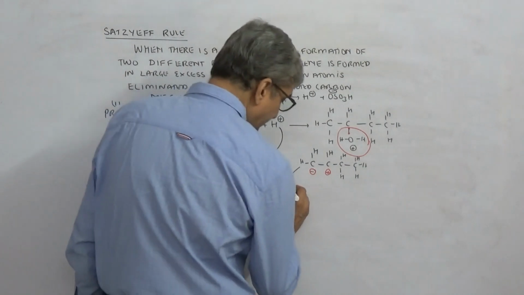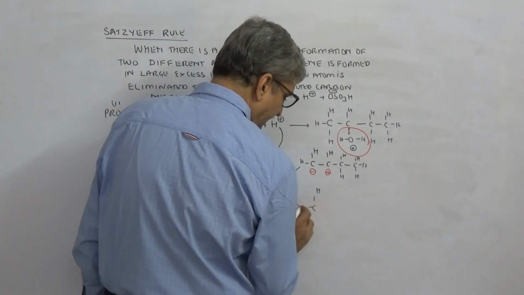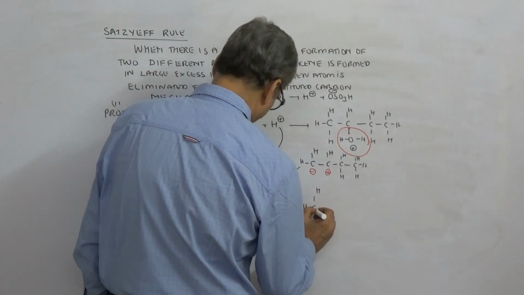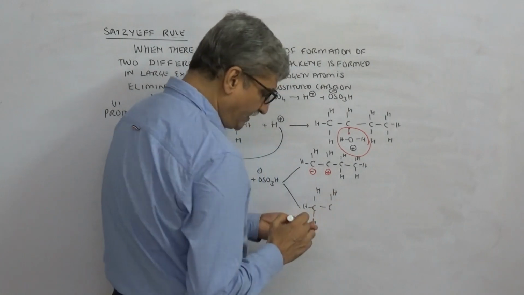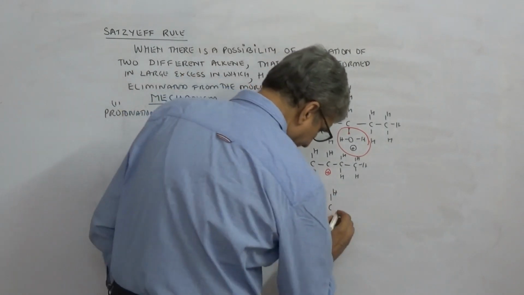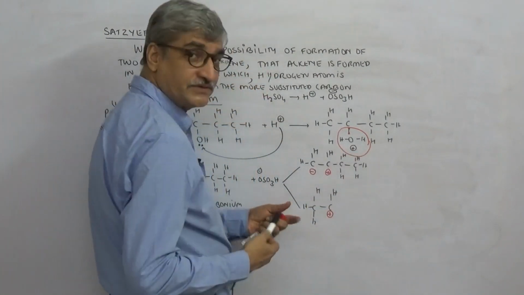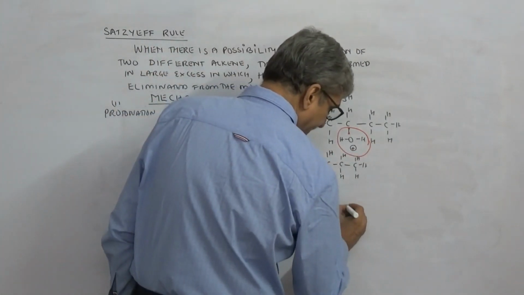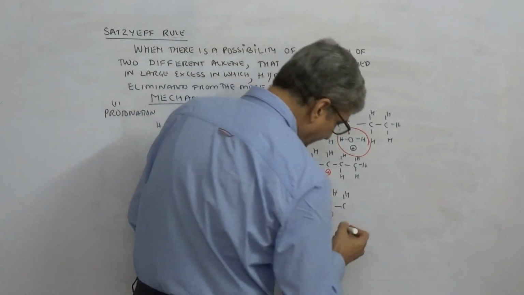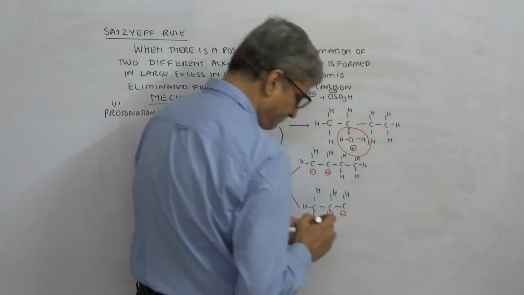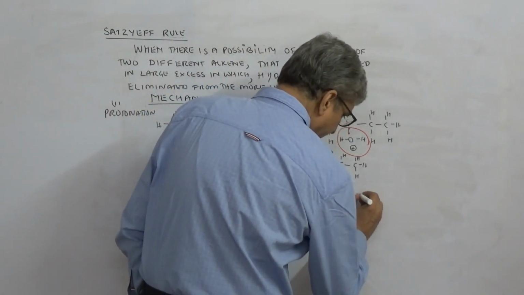What is the other possibility? You have CH3. This carbon was positively charged. The adjacent hydrogen goes away to form sulfuric acid. So you have CH, you have a minus charge over here. And then you have CH3.